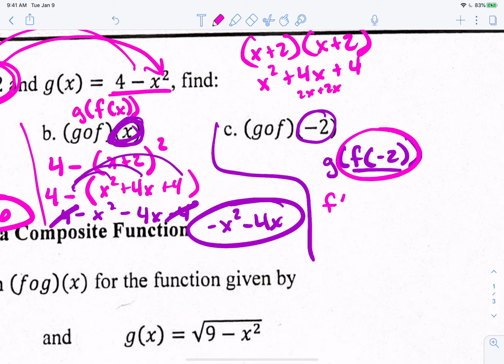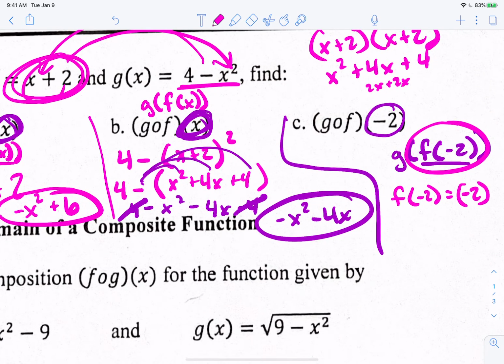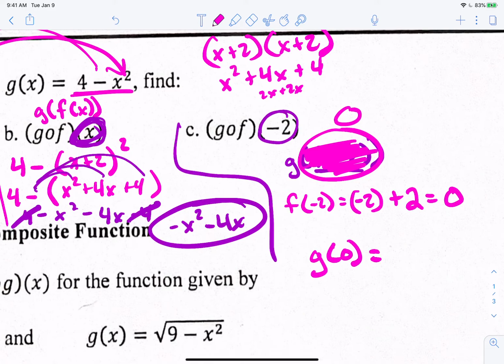So to find f of negative 2, I'm going to do negative 2 plus 2, because that's what the f equation says. So f of negative 2 is 0. Now I know that this is 0. So now I have to find g of 0. I'm plugging 0 into the g. So 4 minus 0 squared is 4. There you go. That's my final answer.